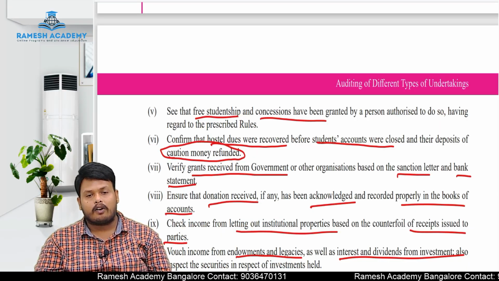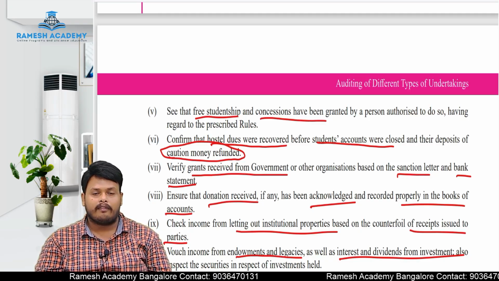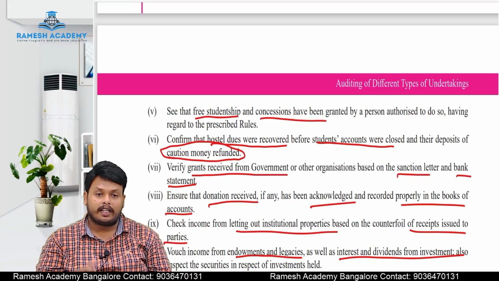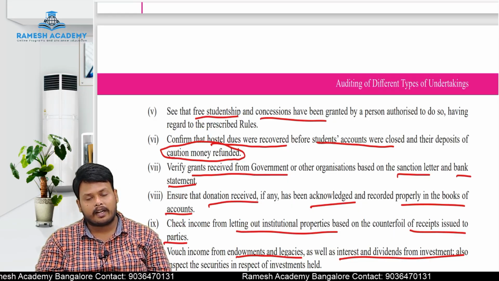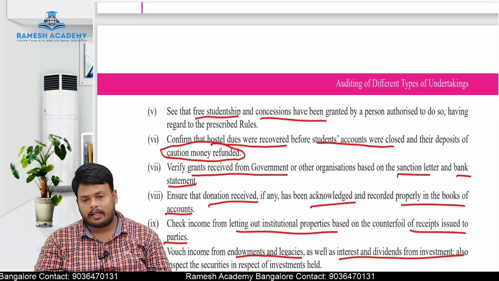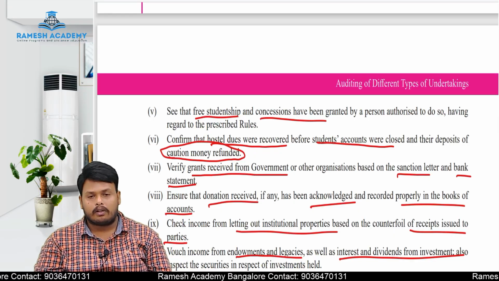When we are returning the caution deposit fund to the students, we have to verify whether the student is vacating the hostel premises or not. At the time of vacating the hostel premises, whether all the dues related to the hostel are recovered from the student or not, that also the auditor has to verify.